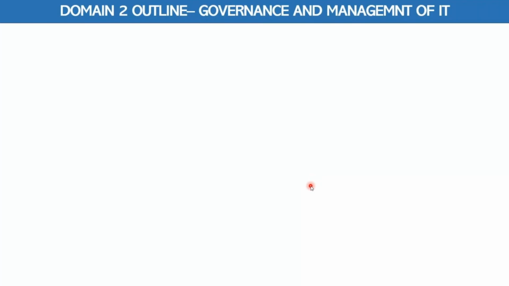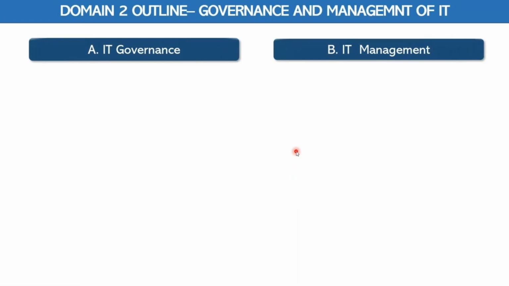So first slide, I will give you the overall outline of governance and management of IT. So what is governance? A very simple definition of IT governance is a set of rules and process. Fine. In simple layman terms, what is IT governance? It is the process used to monitor and control IT activities.